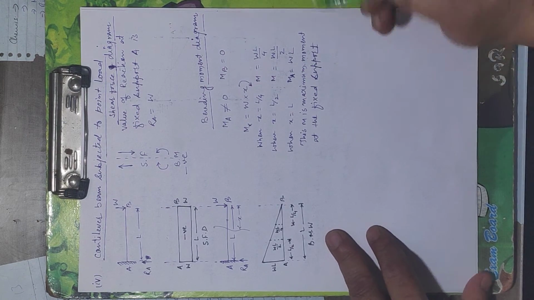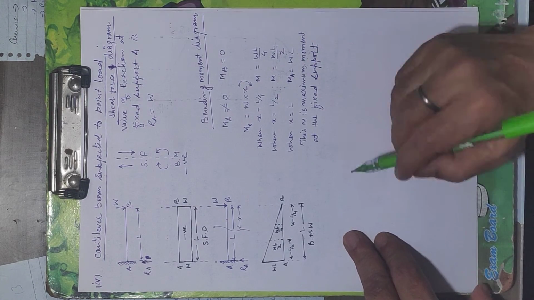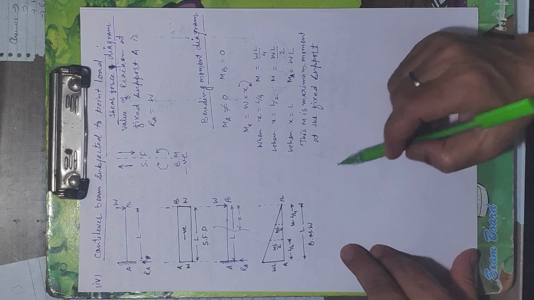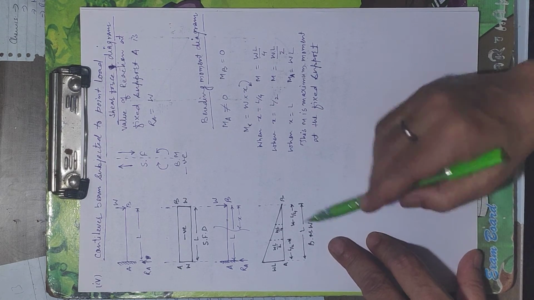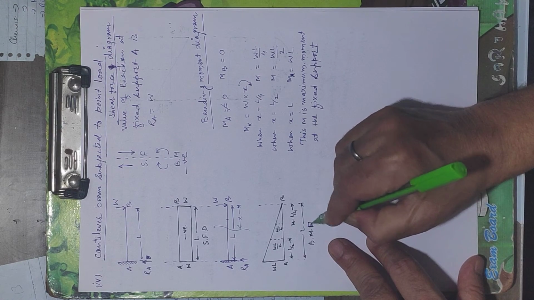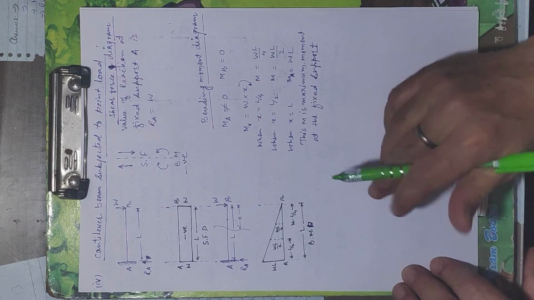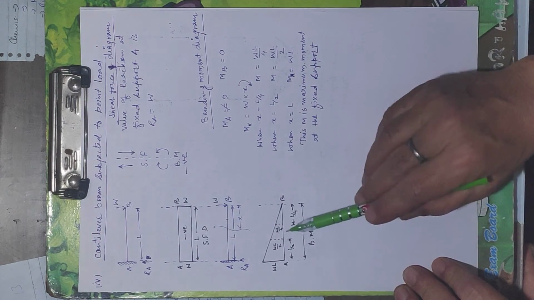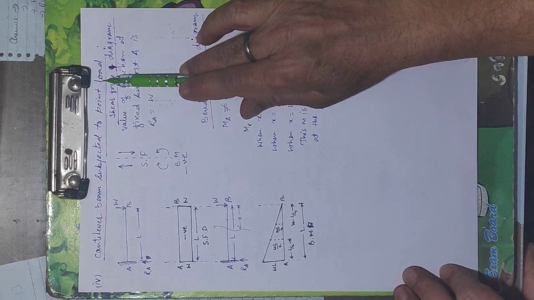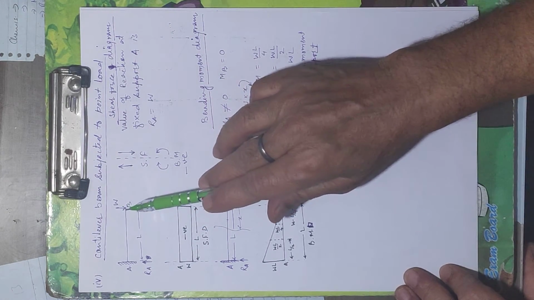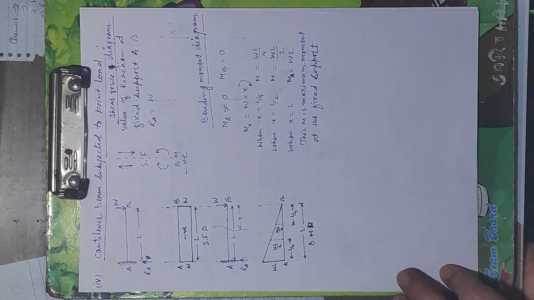Moment or bending moment, both are the same thing. We can write bending moment or moment, it makes no difference. So BMD, bending moment diagram. This is the shear force diagram and bending moment diagram of a cantilever beam subjected to a point load at free end B, and the magnitude of the load is capital W.